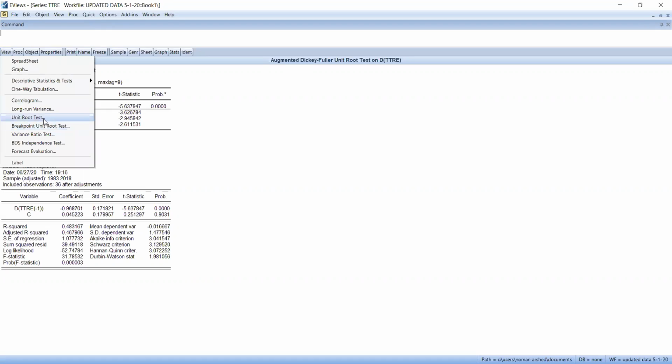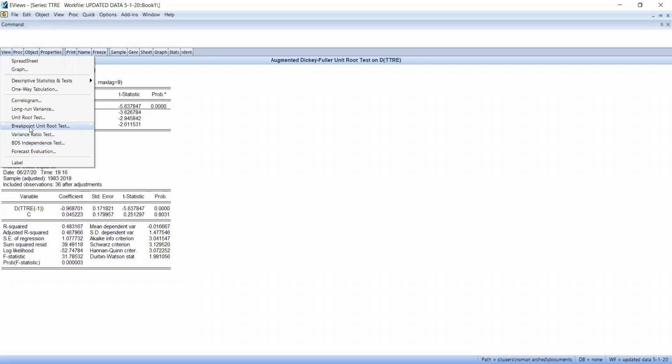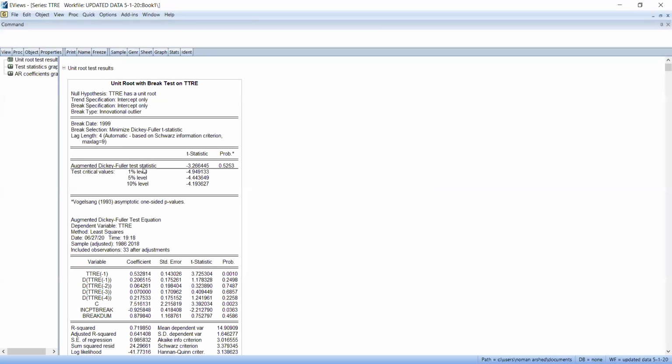So for that you can go there and select the Phillips-Perron. You can also select KPSS and Ng-Perron. They all are very good. But on the other side, you can also use the breakpoint unit root test. In the breakpoint unit root test, it will check for stationarity, allowing for any structural break in the data. Sometimes the data is not non-stationary, but because there was a structural break, the data looks like non-stationary. So we need to check for it.